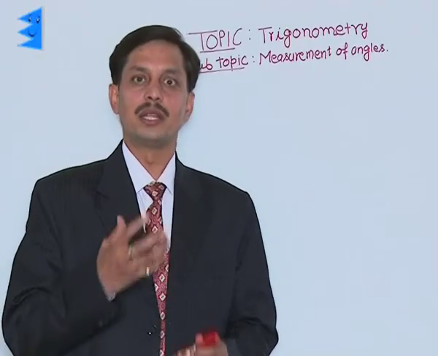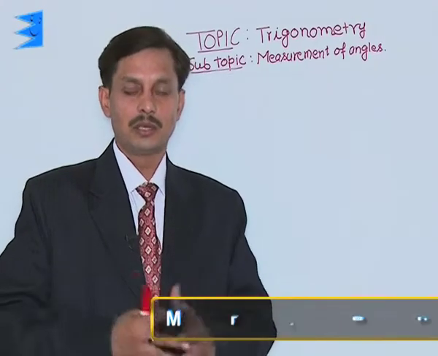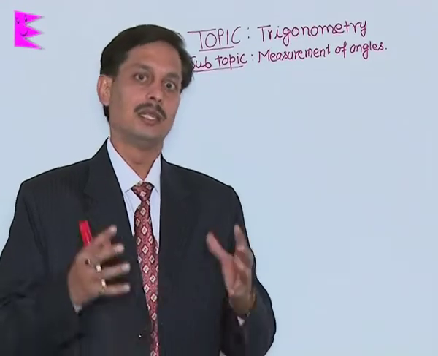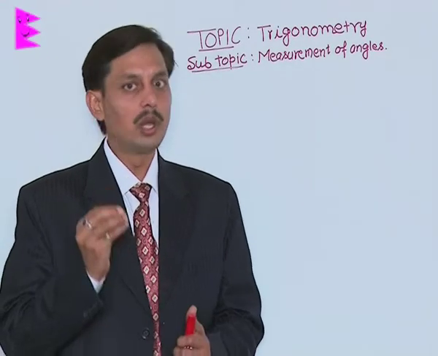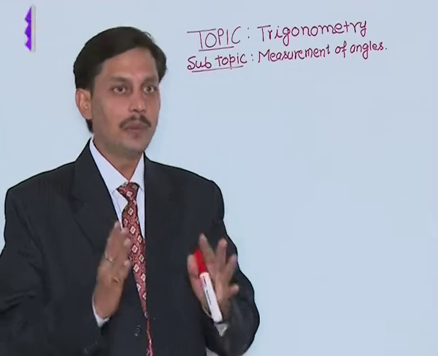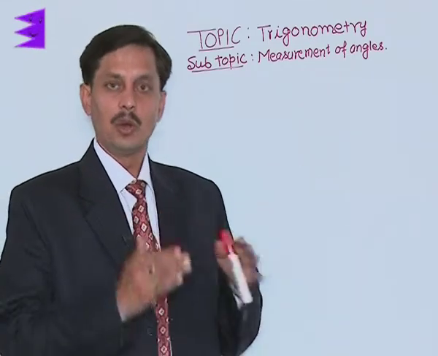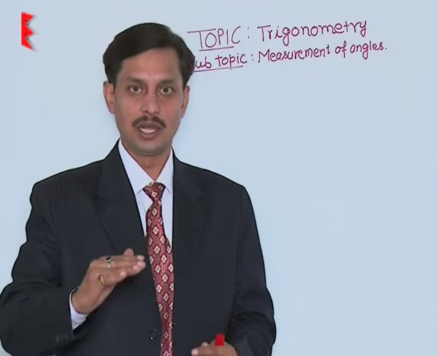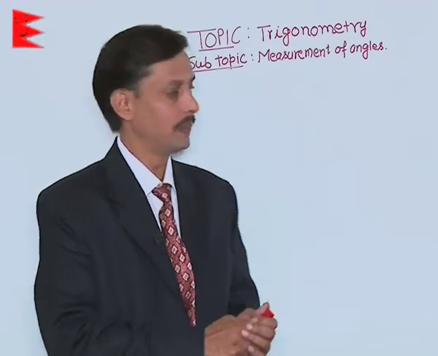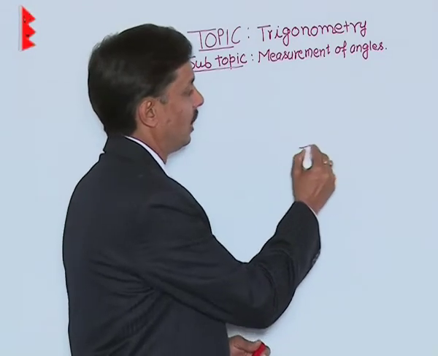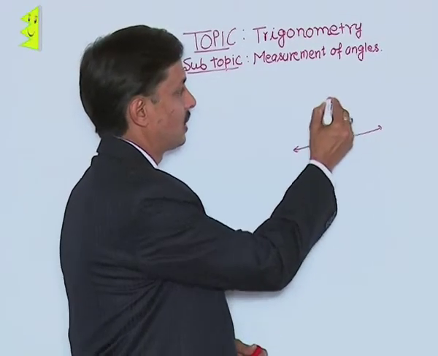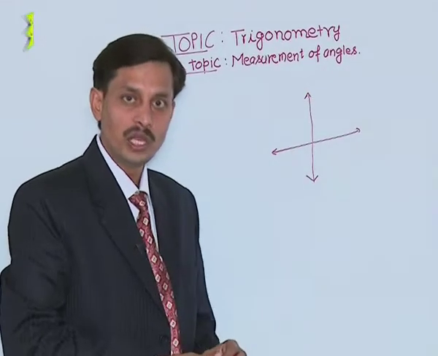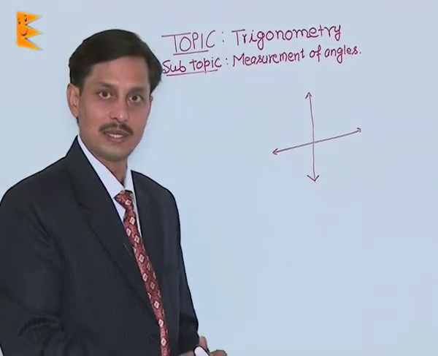In order to understand the three various units of measuring angles, I want to tell you that if in a plane we draw two perpendicular lines, one horizontal, the other vertical, like this. This is our x-axis, and the vertical one we usually denote as the y-axis.